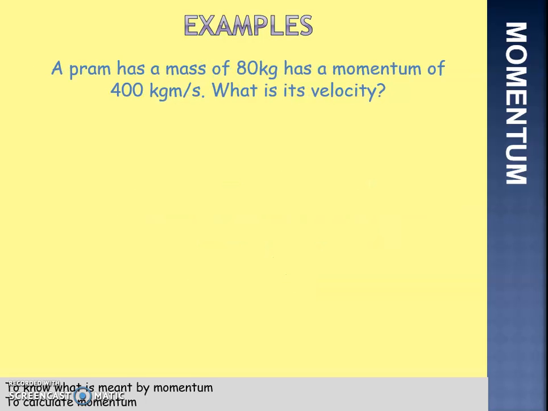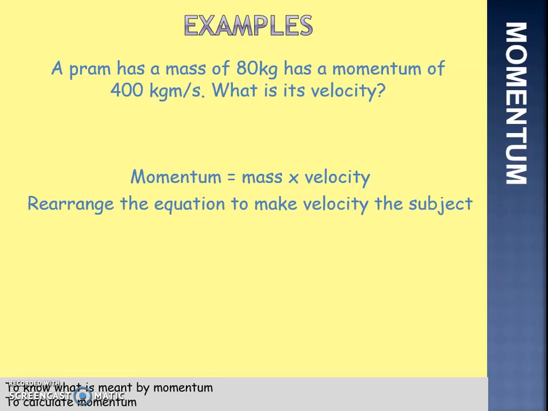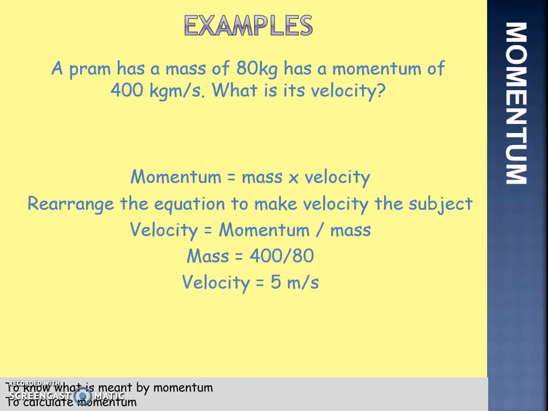A pram has a mass of 80 kilograms and a momentum of 400 kilogram meters per second. What's its velocity? Again, we'd need to rearrange our equation to make velocity the subject. So rearrange the equation. Velocity is momentum divided by mass. That's 400 divided by 80, 5 meters per second.